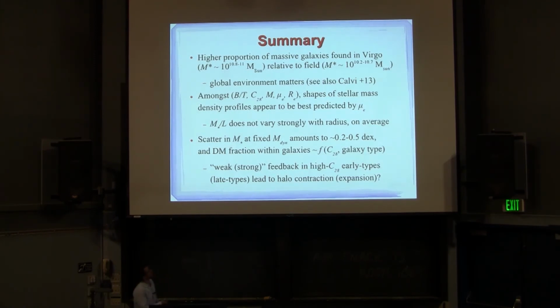And finally, the plots of the dark matter fraction versus structural quantities maybe suggest that there is a trend in the coupling of feedback to halo response as a function of structural parameters and galaxy type.